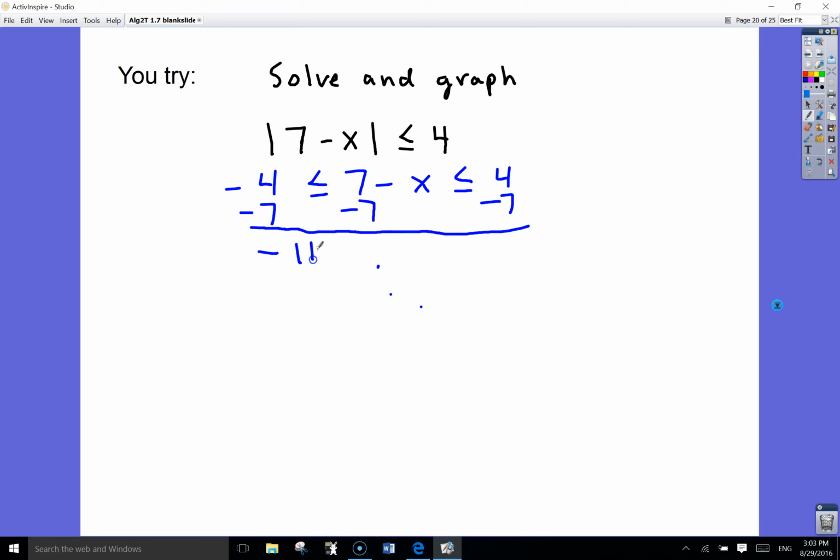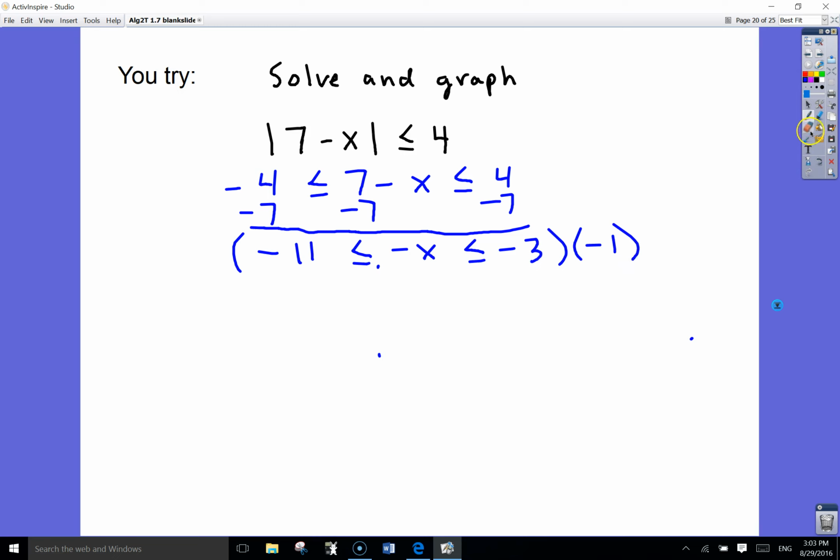So we have negative 11 is less than or equal to negative x is less than or equal to negative 3. Okay, we have not solved for x yet. Right? We got negative x, we don't have x. So how do I turn that negative x into an x? You might say divide by negative 1, and you wouldn't be wrong. But you could also say you multiply by negative 1, and that's the multiplication property of negative 1. That is what I would do. Right? Multiply the whole thing, all three parts, by negative 1.